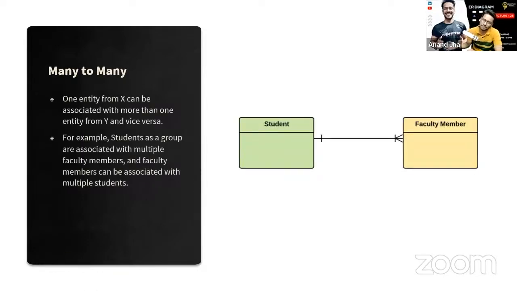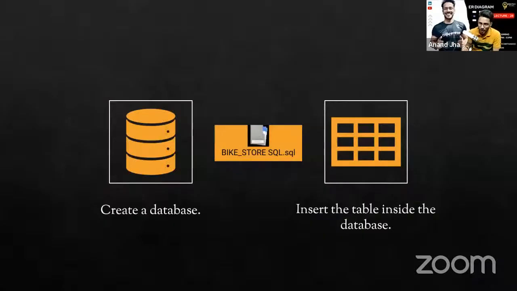Many to many, simple. Students as a group are associated with multiple faculty members, and faculty members can be associated with multiple students. That's what happens in the college, right? So these are all the examples of one-to-one, one-to-many, and many-to-one.